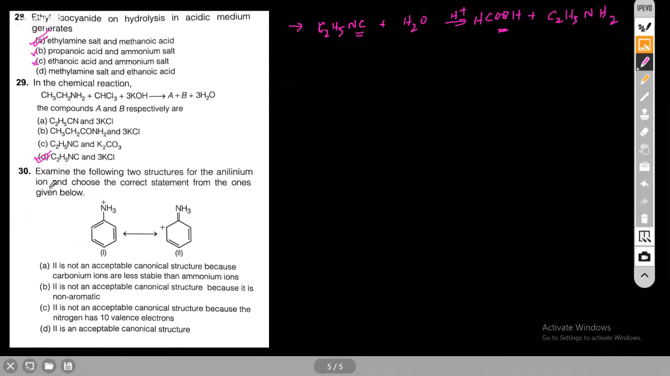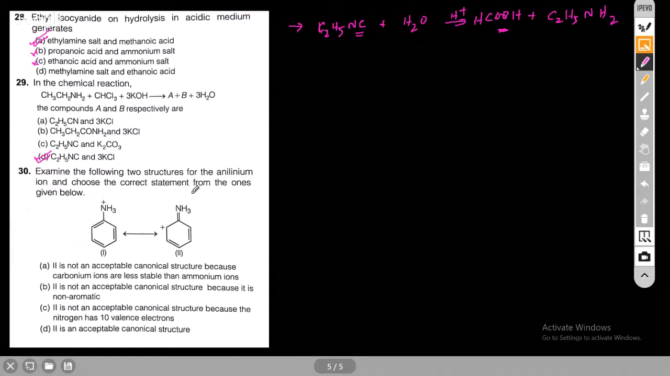How many valence electrons can nitrogen have? It cannot have more than 8 electrons. Am I right? All the resonating structures must follow the basic rule of bonding, right? Nitrogen can never have more than 8 electrons, right?